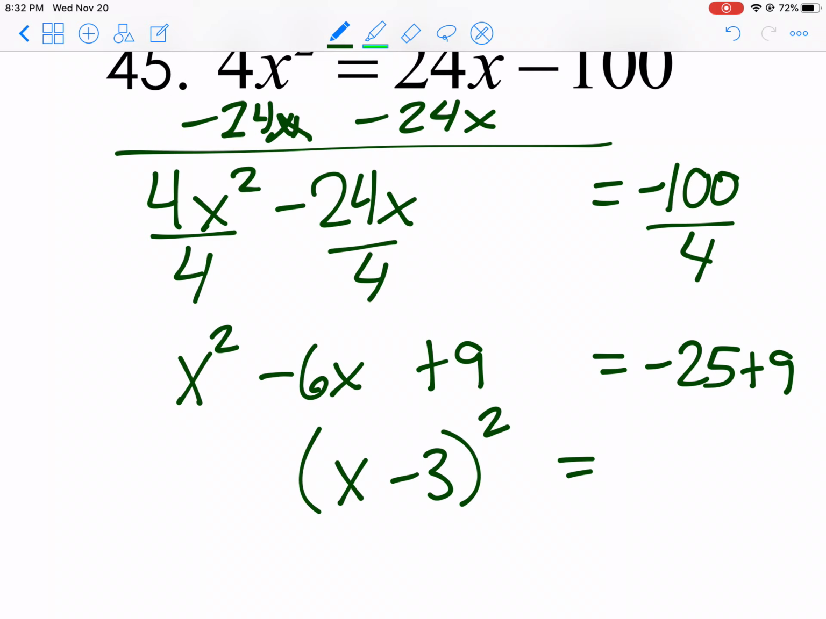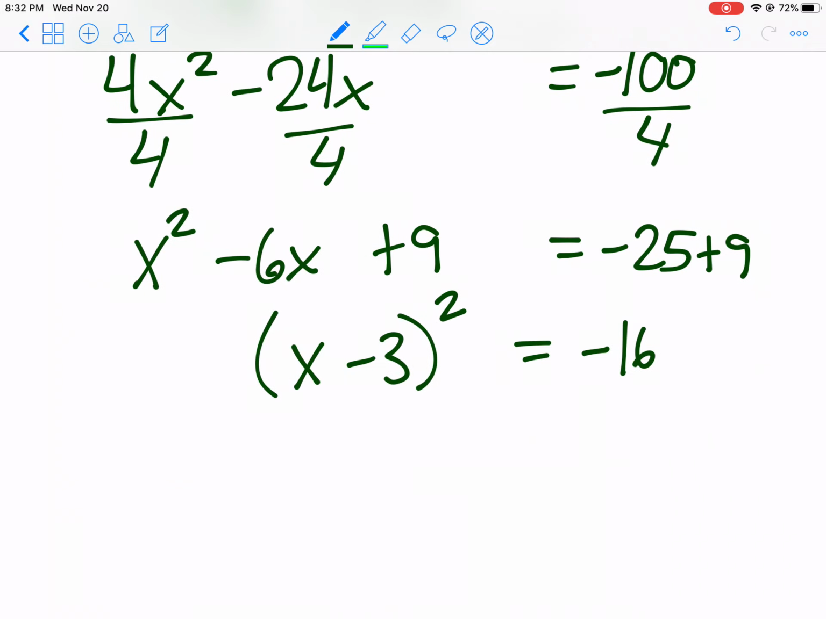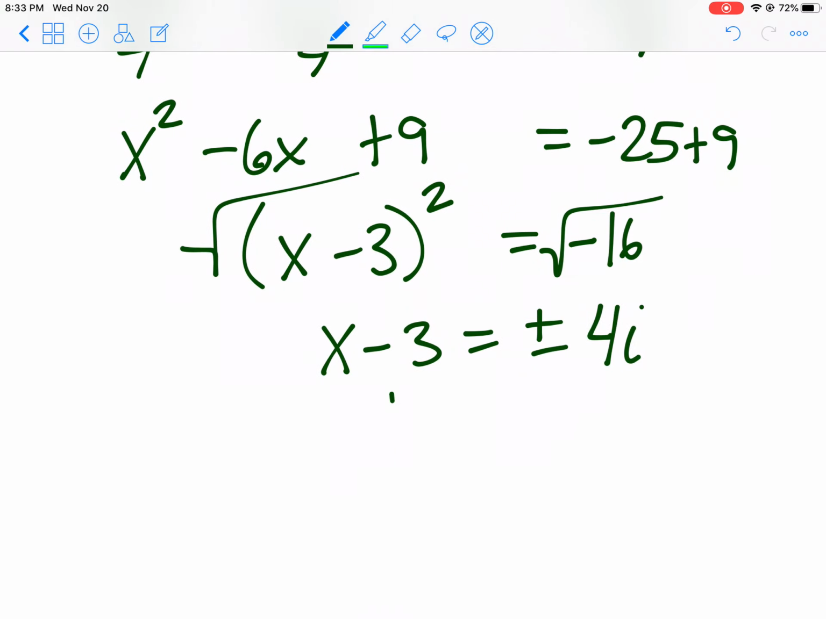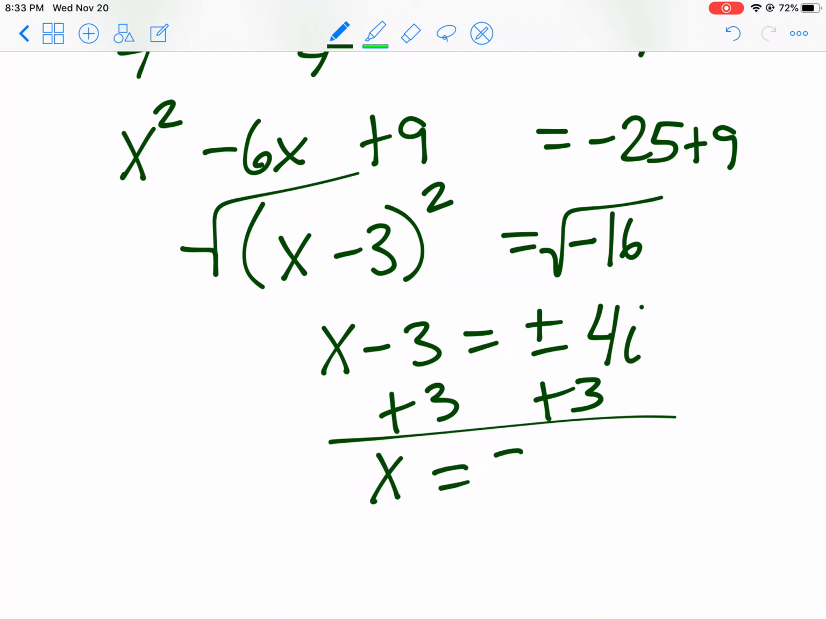This is close to what I want. We have negative 25 plus 9. That gives us negative 16. When we take the square root of both sides, we will have x minus 3 equals plus or minus. Because of the negative, we're going to have an i, and the square root of 16 is 4, so plus or minus 4i. Then we'll add 3 to both sides. We're left with x equals 3 plus or minus 4i.